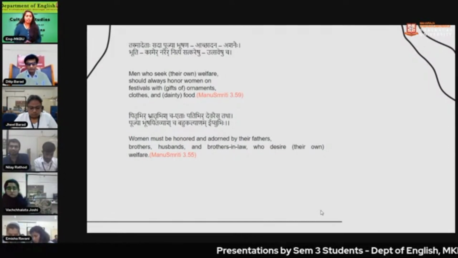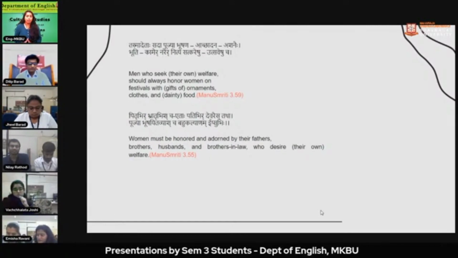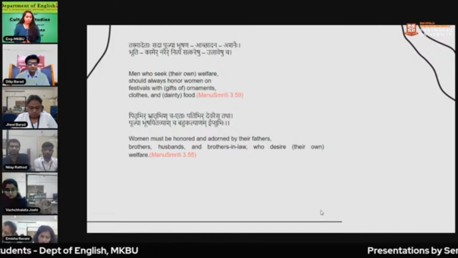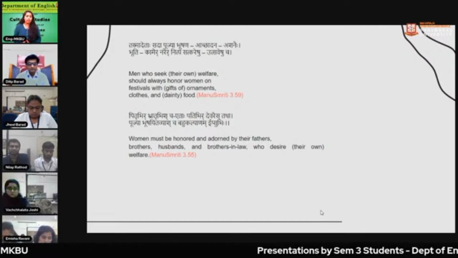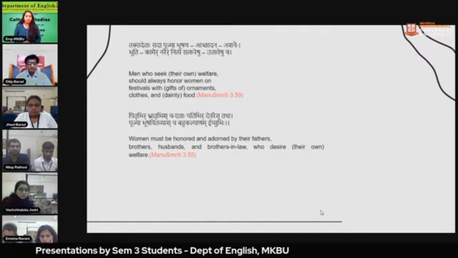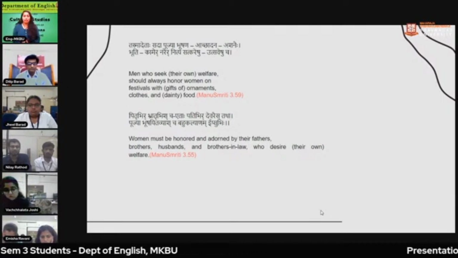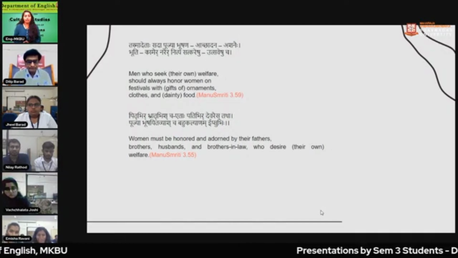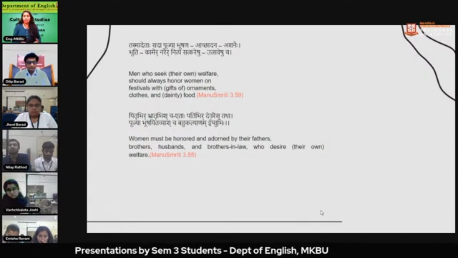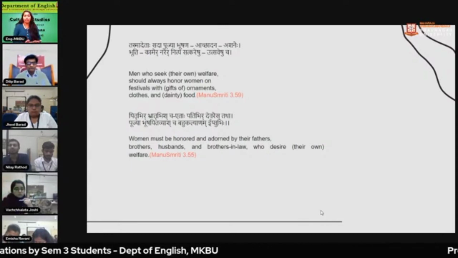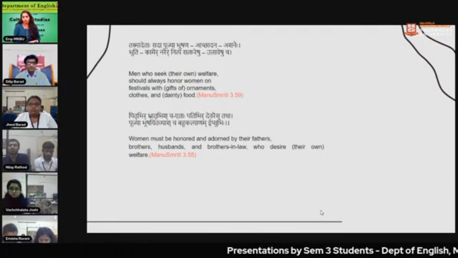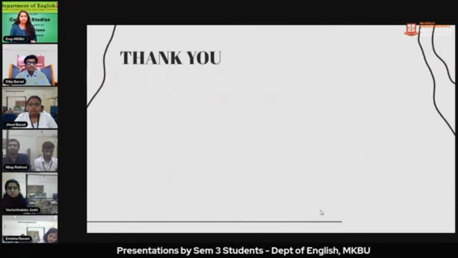And the second shloka says: women must be honored and adorned by their fathers, brothers, husbands, and brothers-in-law who desire their own welfare. This law is also telling that a woman must be honored by all the males, with no women on that. Work citation. Thank you.